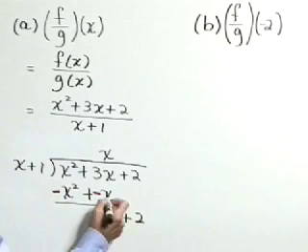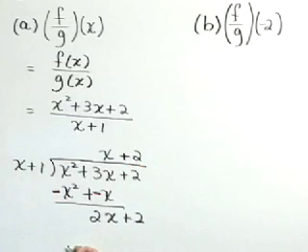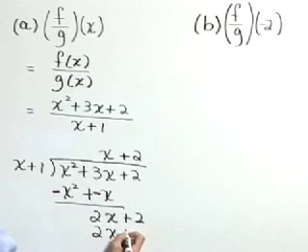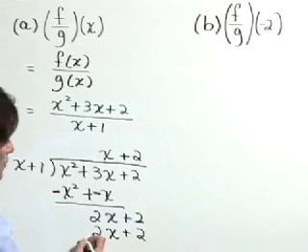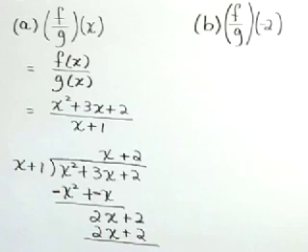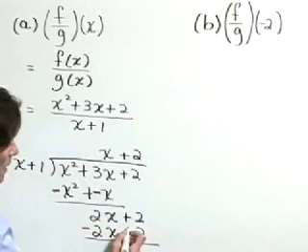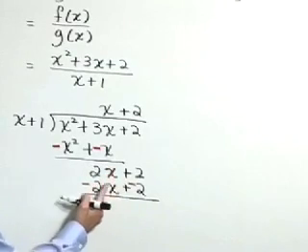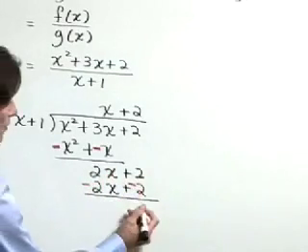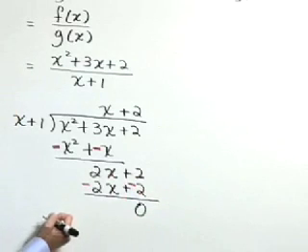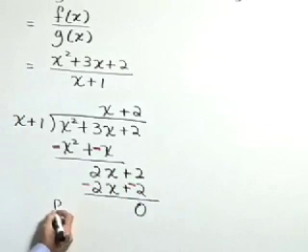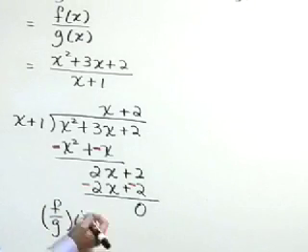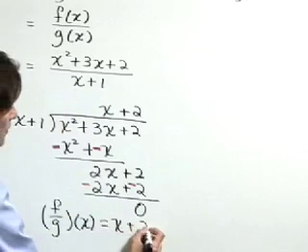X goes into 2x 2 times. Multiplying back, 2 times x is 2x. 2 times 1 is 2. At this step, let's subtract by adding the opposite, changing signs and adding. Here, the x terms cancel and the number terms cancel. This has a 0 remainder. So let's indicate then that f over g of x is equal to x plus 2.